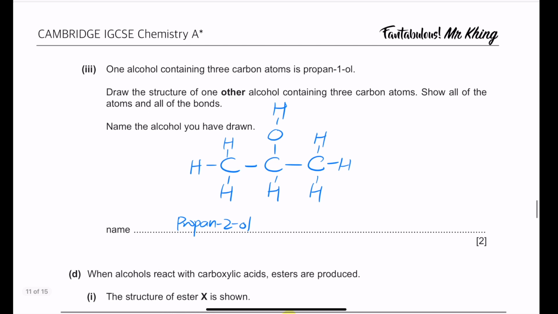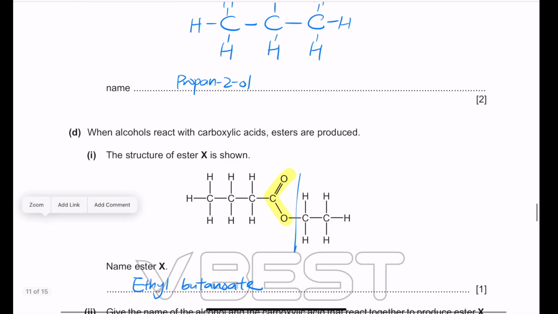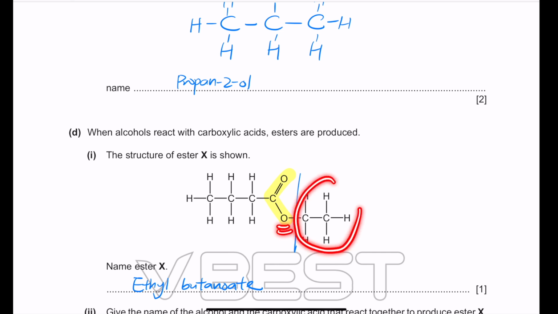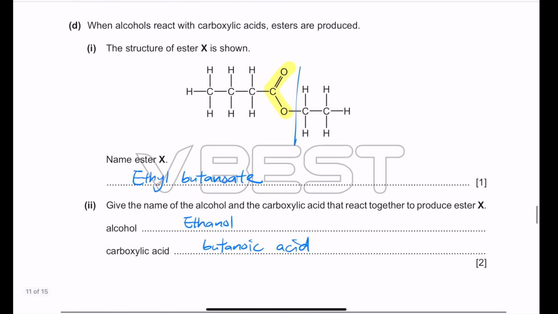So then, what's ester X? Same thing as mentioned just now. First, always identify the COO. The hydrocarbon that's attached to the O in COO belongs to the alcohol part. 2 carbon. Okay, 4 carbon. And then name the alcohol and acid needed.